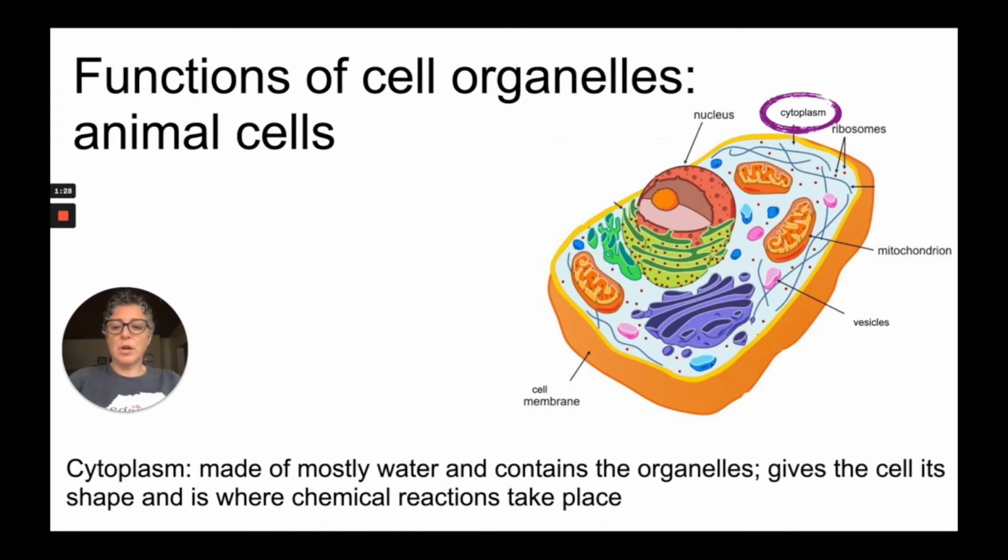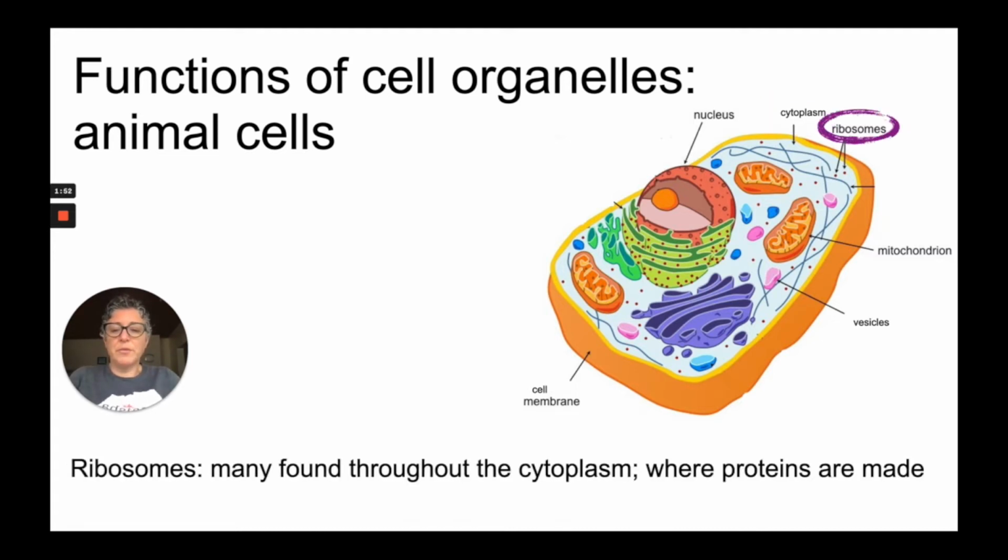The second structure is the cytoplasm. Cytoplasm is mostly made of water and contains all the organelles of the cell. It gives the cell its shape, and it is where the chemical reactions take place. There are hundreds of chemical reactions that take place inside a cell, and so this is the area where that occurs. All right, the ribosomes.